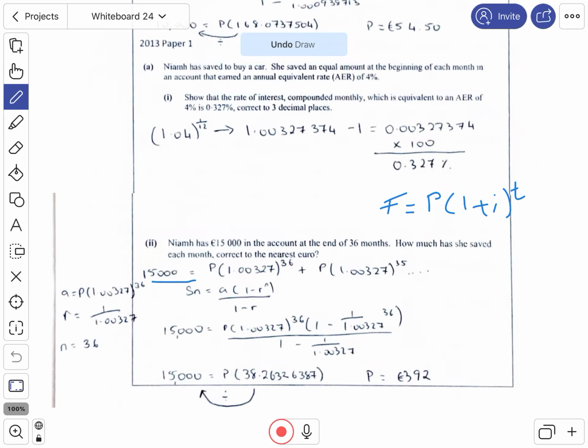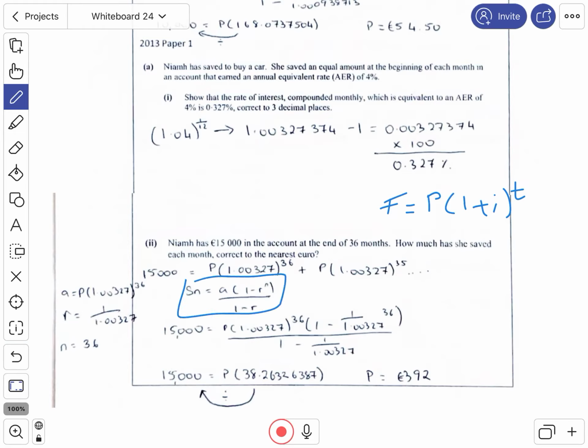So I write in my pattern, I have my 15,000 equals, I have my P value, that one I don't know. I have my interest, the one that's from up here. And then I have my power of 36, power of 35, and so on and so forth. Just another thing to notice here, I haven't used all of this figure here. The reason why is because if in the question above they give you this one, you don't have to use that. You can just use the bit that they want you to use, the 0.0327. But it's up to yourself. If you use the whole thing, that would be okay as well.